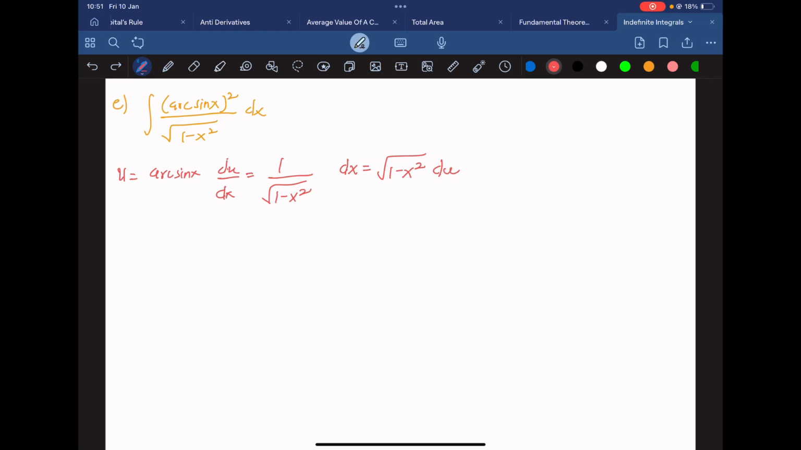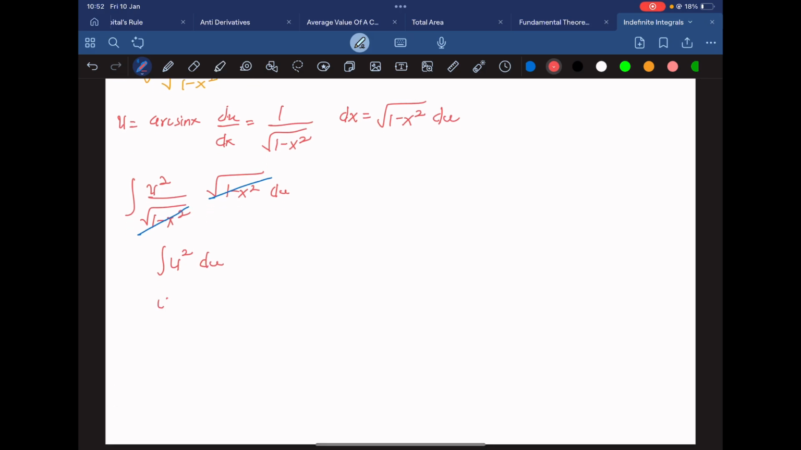Okay, so now we can go ahead to do our substitution. We are going to have u squared in the numerator. In the denominator, we have square root of 1 minus x squared. Now the dx is giving us square root of 1 minus x squared du. So you get to see that these two terms cancel out each other. And in that way, you are just going to have the integral of u squared du. So it becomes very simple to solve. Now this is just u cubed over 3 plus your c, and you know your u to be arc sine of x, so you can have 1 over 3 arc sine of x, then cubed, then plus your c, right?